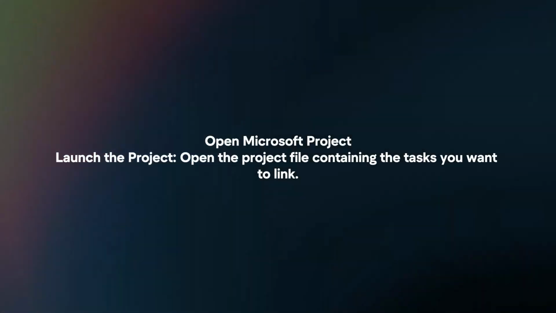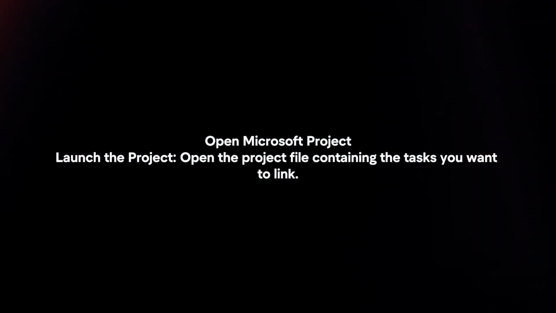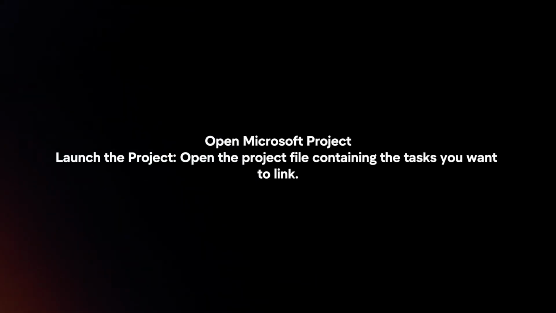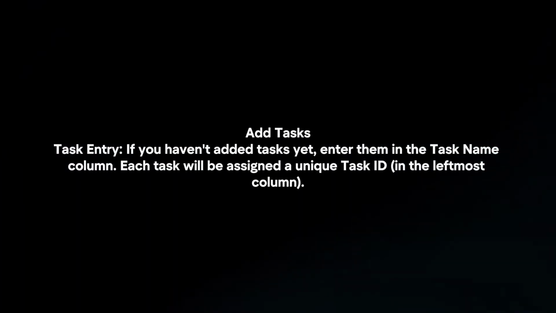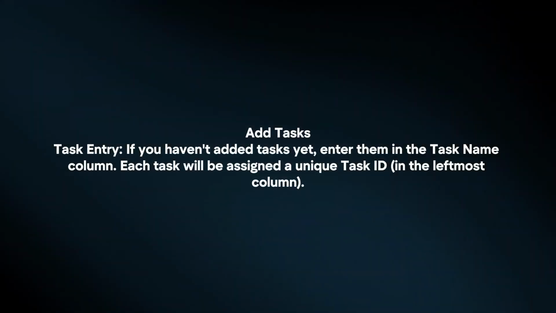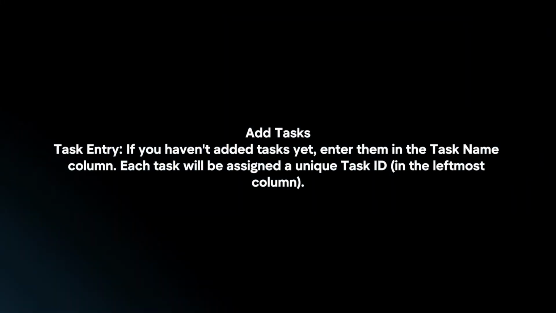Open Microsoft Project. Launch the project. Open the project file containing the tasks you want to link. Add tasks. Task entry. If you haven't added tasks yet, enter them in the task name column. Each task will be assigned a unique task ID.